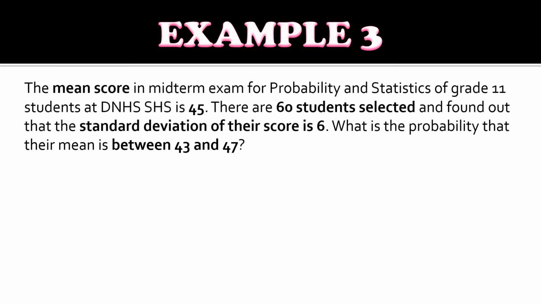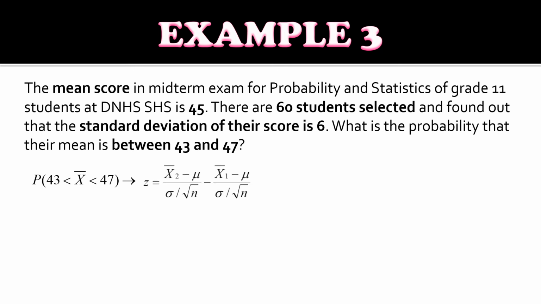Next, we have example number 3. The mean score in the midterm exam for probability and statistics of grade 11 students at Dasmariñas National High School, Senior High School is 45. About 60 students were selected and the standard deviation of their scores is 6. What is the probability that their mean is between 43 and 47? So we're looking for the probability of x is greater than 43 but less than 47.